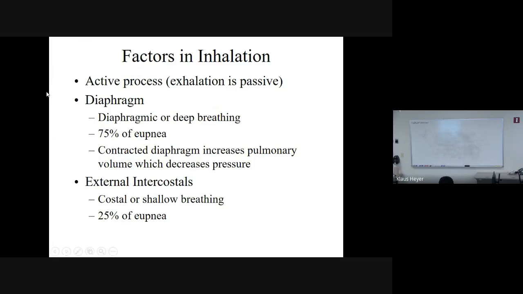Eupnea, you see this word, like I'm saying here, the diaphragm is 75% of eupnea. The EU means normal. And PNEA means something to do with lungs, like pneumonia, right? It's got that PNE. So about 3/4 of breathing in is because of the diaphragm, and about 1/4 is because of the intercostals. In fact, we can call that diaphragmic breathing or costal breathing. Taking deep breaths is called diaphragmic breathing. Shallow breathing, you're using your intercostals.